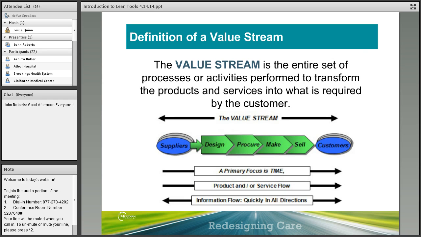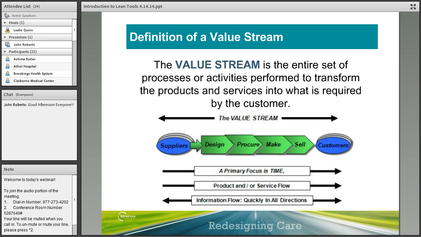The value stream then is really a set of these processes or activities performed to transform these inputs or products and services into what's required for the customer. And so when we look at value stream, we begin to look at, again, how our value stream is designed, what type of information flows throughout that value stream, what kind of equipment and supplies are needed in those specific steps within that value stream to produce what our customers need.